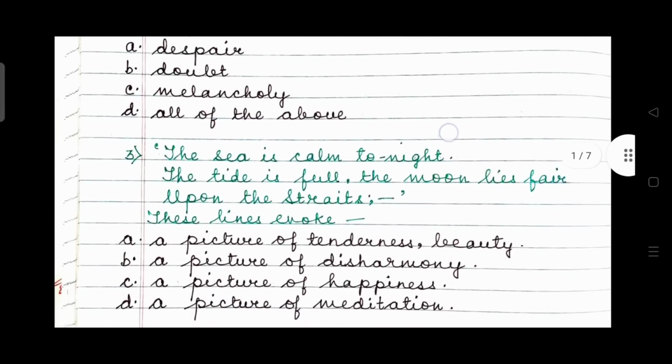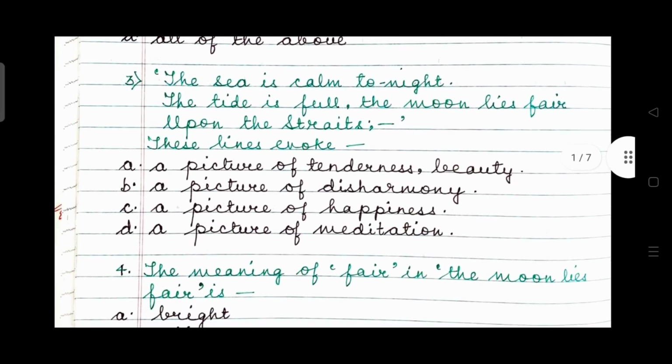Next, it's time for question number 3. The sea is calm tonight, the tide is full, the moon lies fair upon the straits. These lines evoke a picture of tenderness, beauty, a picture of disharmony, a picture of happiness, or a picture of meditation. The right answer is these lines evoke option A, a picture of tenderness and beauty. The moon blanched landscape and the calm sea are replaced by a darkling plain in the concluding stanza.